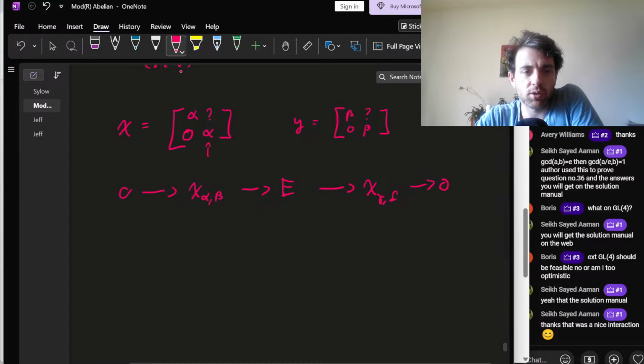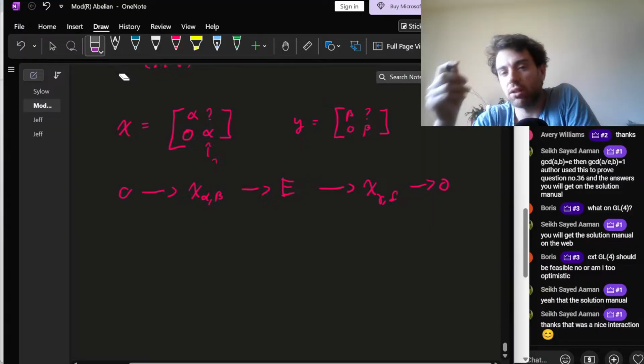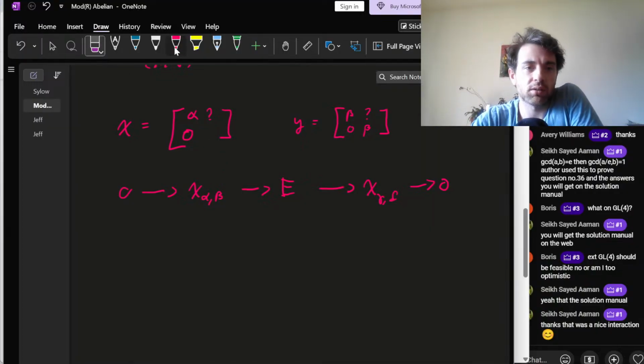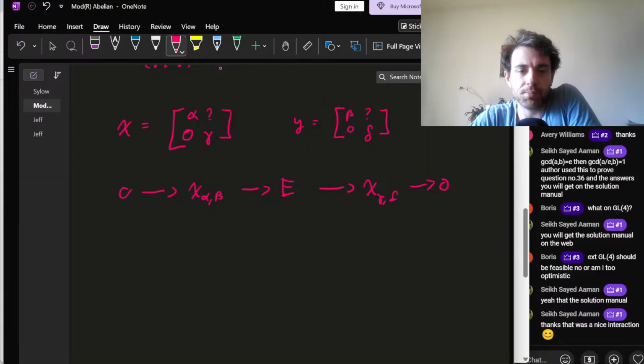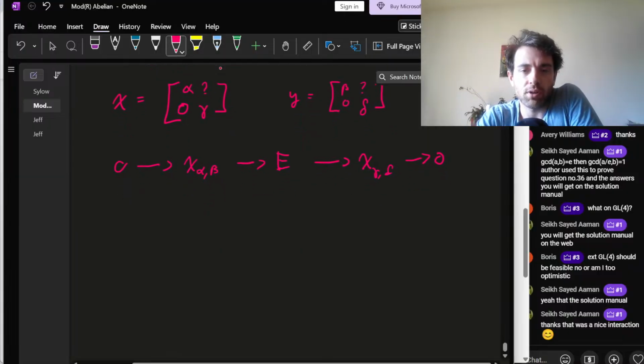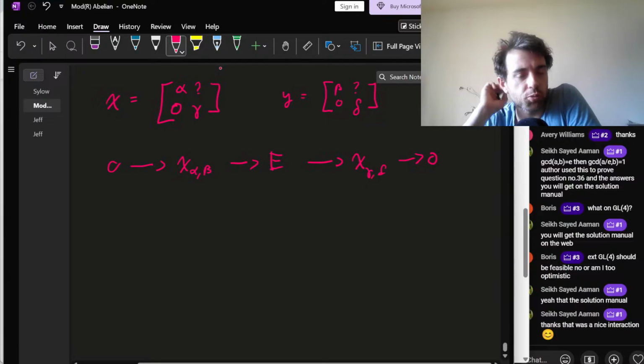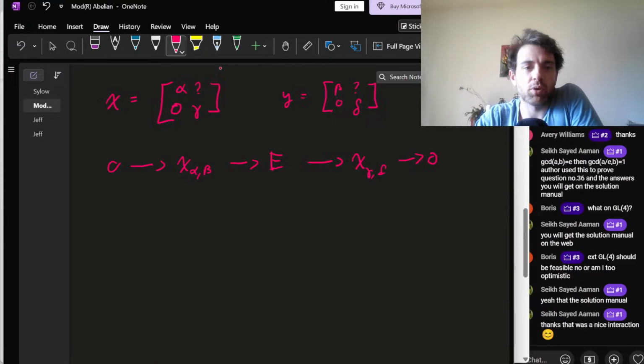Or maybe this should be determined by, sorry, I guess this should be gamma, and this should be delta. Right, so one can then do a very explicit computation. Of course, there's the choice where if the question mark is 0 in both cases, that corresponds to the split extension, where it's just the direct sum of these two things.